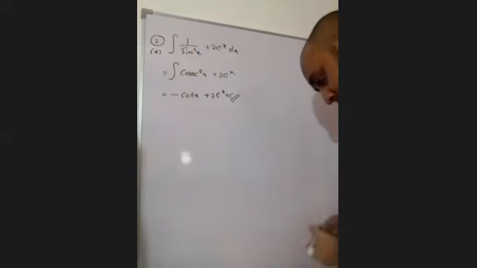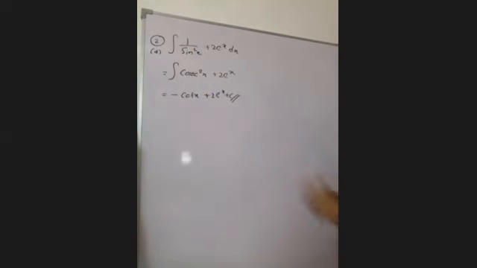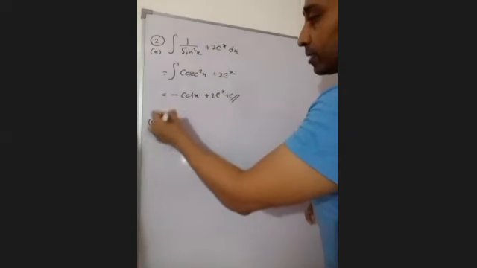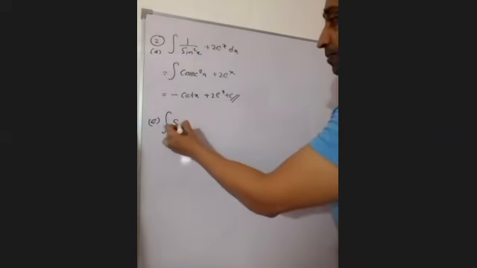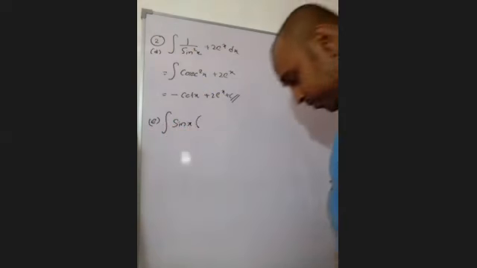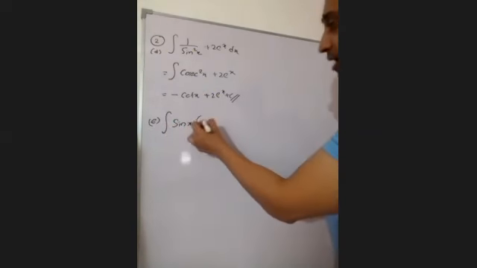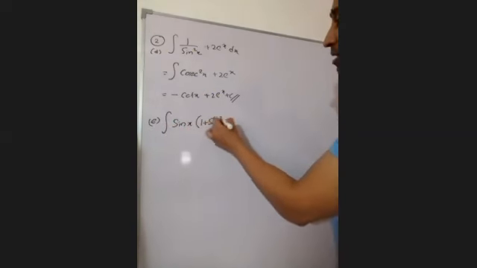Like that, yes. If you come up with part E, that is the integration of sin x into 1 plus sec squared x.